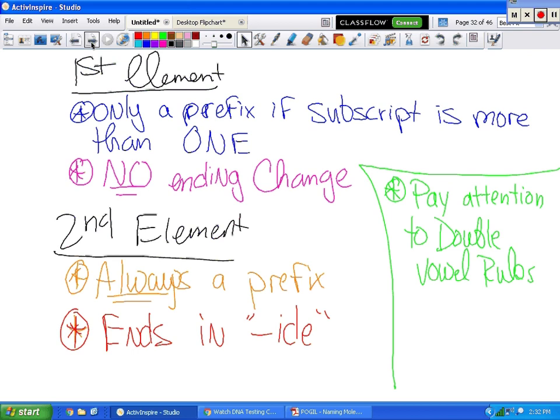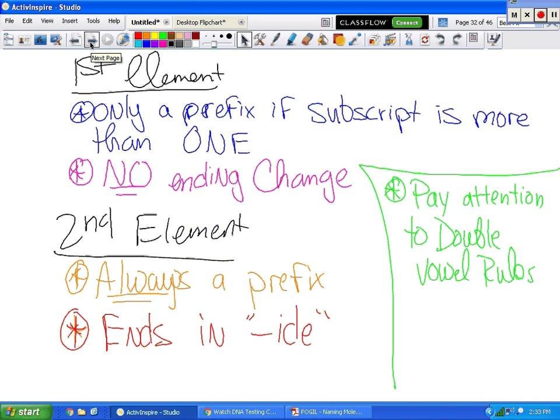You've either got to know if it's ionic or if it's covalent. That's the hardest aspect. But once you identify the fact that it's covalent, remember the first element only gets a prefix when the subscript is more than 1. What do you do to the end of the name of the element? Nothing. Leave it alone. Don't change it at all. Okay. When does the second element get a prefix? Always. And then what do you do to the ending on all second element names? Change it to IDE. And again, the prefixes, hopefully you have them memorized.